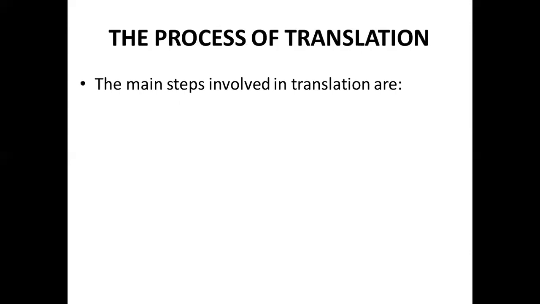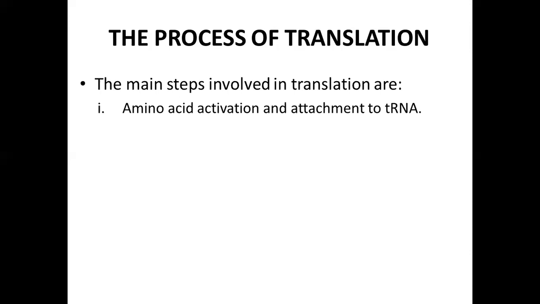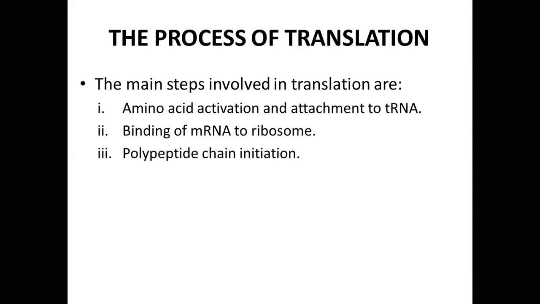Okay, so now looking at the process of translation, it has about 6 main steps. We have the amino acid activation and attachment to transfer RNA, or the charging reaction. That's the first step. Then we have the binding of messenger RNA to the ribosome, which is the second step. The third step is polypeptide chain initiation. So basically, the first two steps will lead to the polypeptide chain initiation.